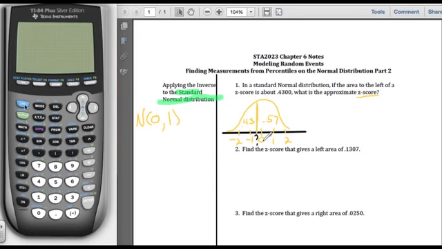To get there, recall you hit 2nd, VARS, number 3. 0.43, comma, the mean is 0, and the standard deviation is 1 on that standard normal. And so the z-score would be -0.18 if you round to 2 places.